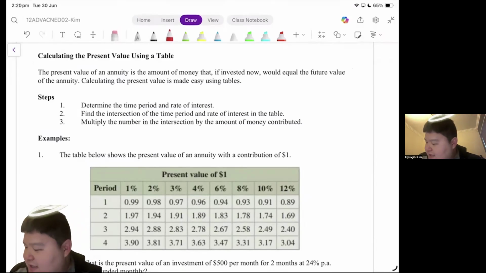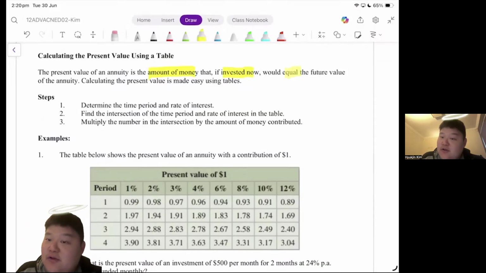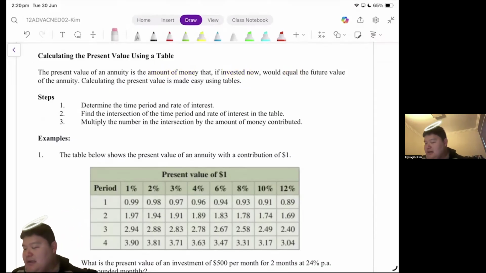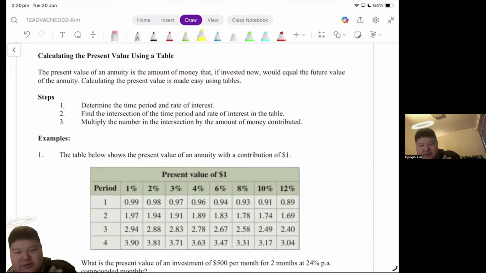The present value of an annuity is the amount of money which, if I invest now, would be equal to the future value of the annuity. Now, the table is also given to us, so you will not actually have to do any of the derivations.